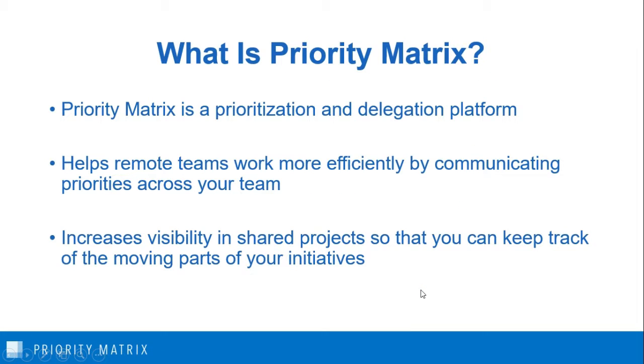Priority Matrix is a prioritization and delegation platform that is designed to help teams, especially remote teams, work more efficiently. Priority Matrix allows you to communicate priorities across your team and provides visibility into shared projects so that you can keep track of the moving parts of your initiatives.